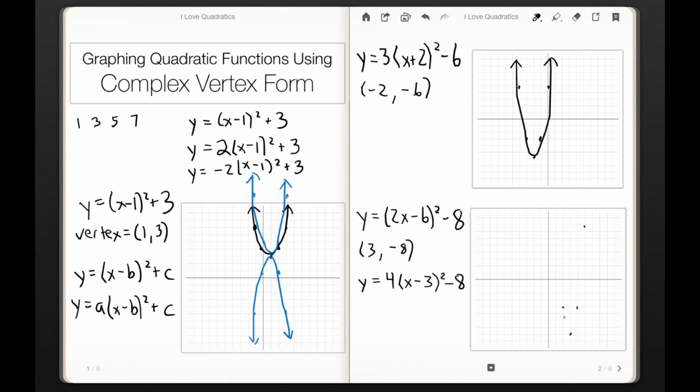Now just reflect all these points over. If you have a little trouble reflecting here, you can draw in the axis of symmetry, the vertical line going right through the vertex. Or just remember, since this was 1 to the right, and this was 1 to the left, they'll be 2 apart. So this point over here is 2 to the right of the vertex.